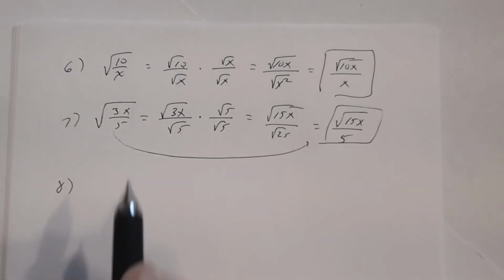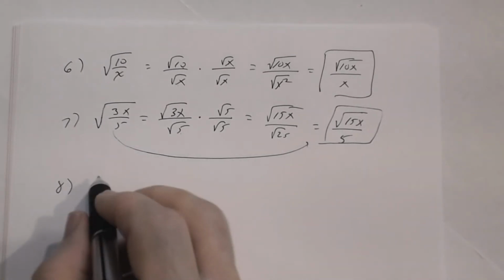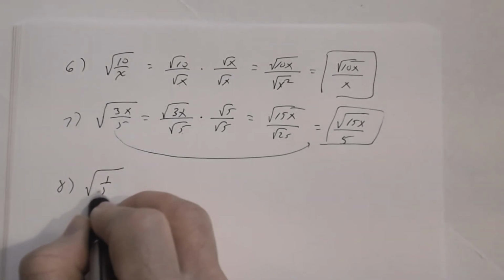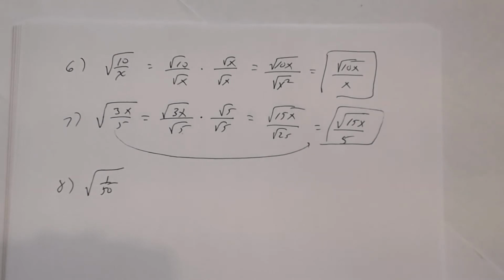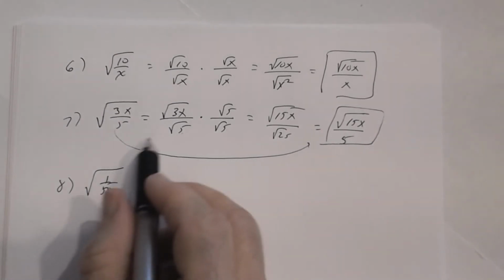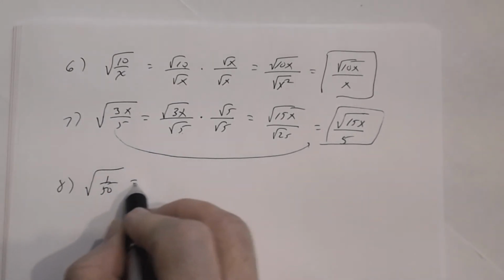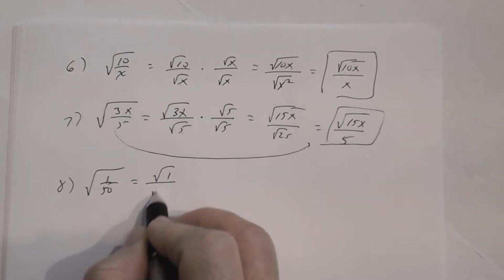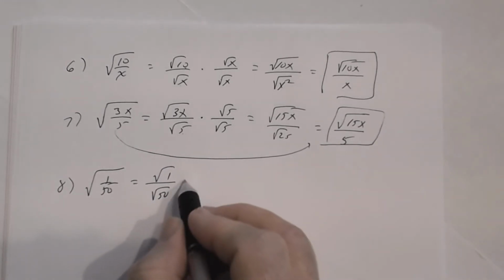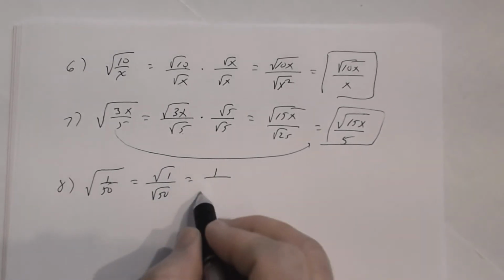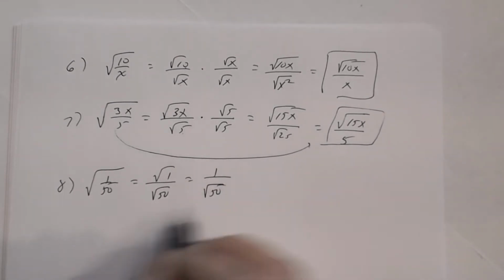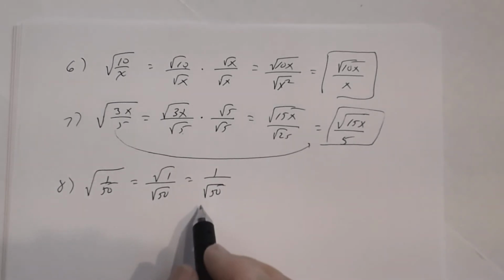Okay? Number 8, we have the square root of 1 divided by 50. Okay, so just like we've been doing, I'm going to use a quotient rule. So it'll be the square root of 1 divided by the square root of 50. And so the square root of 1 is 1, so I got 1 divided by the square root of 50. All right, so notice the square root of 50 is an irrational number because 50 is not a perfect square. So I got to get rid of that square root that's in the denominator.